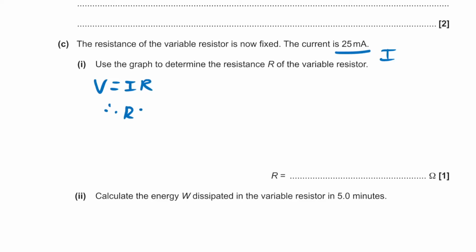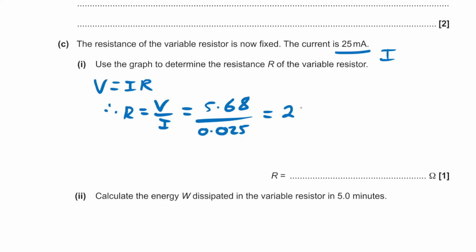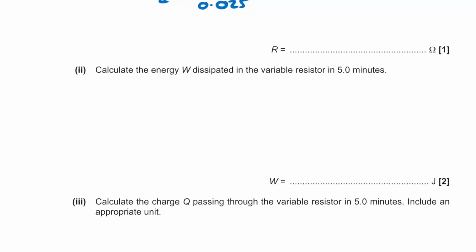So therefore, we can say that R is equal to V over I. We said that was 5.68 divided by 25 milliamps, so 0.025. So it's going to be times by 40. Essentially, I can't do that in my head. So probably could, but I'm not going to. And it gives us 227.5. Let's do two sig figs, 230 ohms. Calculate the energy dissipated in the variable resistor in 5 minutes.